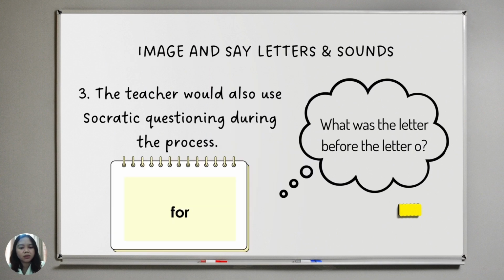Sometimes the teacher would also use Socratic questioning during the process. Like the word for, the question would be, what was the letter before the letter O? Or, how many letters did you see in the image?